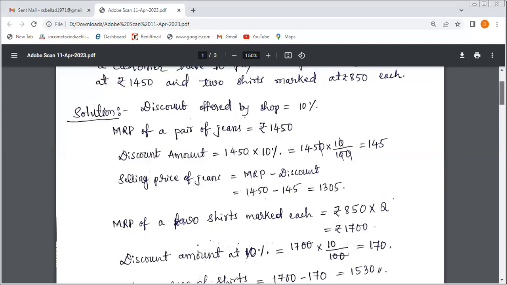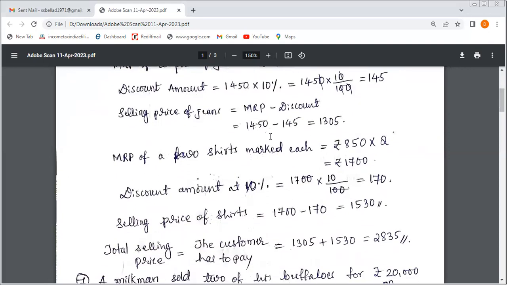Next, come to the point of shirts. MRP of 2 shirts marked each is Rs 850. So this 850 is the price of one shirt. You have to multiply it by 2 because 2 shirts are there. If you are not multiplying here by 2, the problem comes out wrong. Many students have made this mistake while solving this problem. So 850 into 2 you have to make. So this gives 1700.